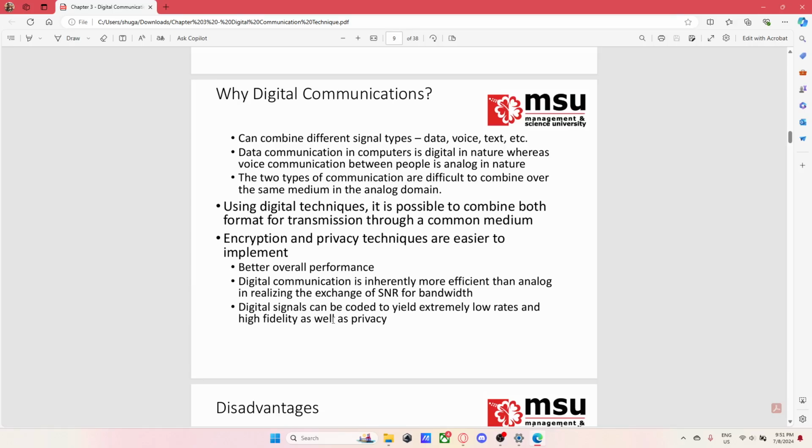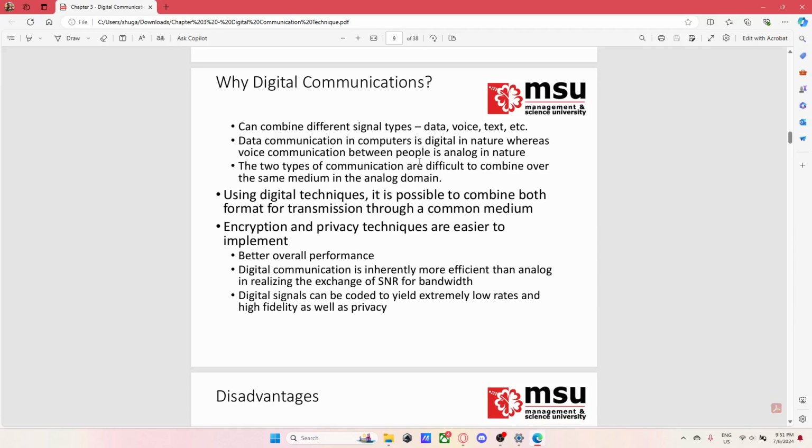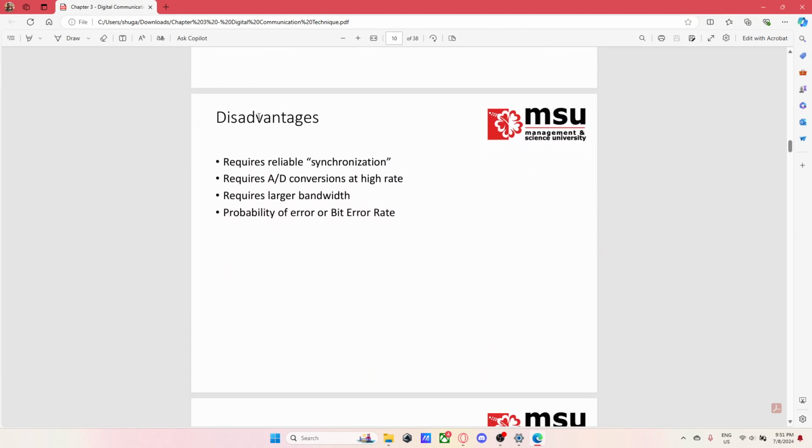But with all of these advantages and reasons we use digital communication, there are a few disadvantages. Okay, it requires reliable synchronization, and it requires analog-to-digital conversion at a high rate if we use an analog input. It also requires a larger bandwidth to transfer all of that multiplexed data, and the probability of error or bit error rate is quite high.